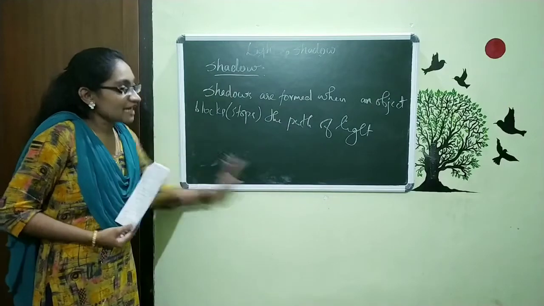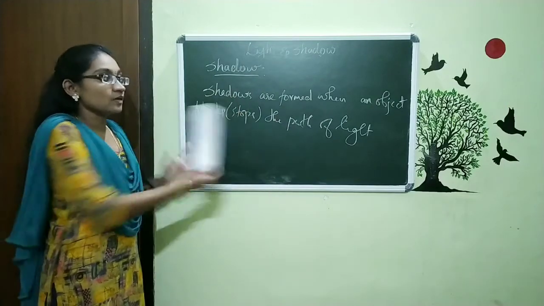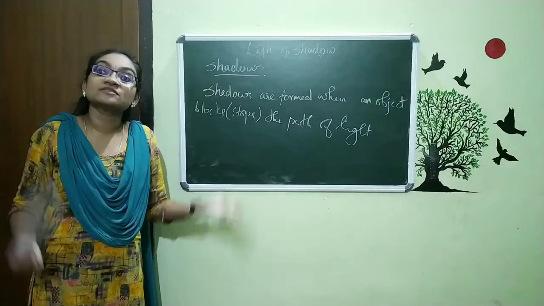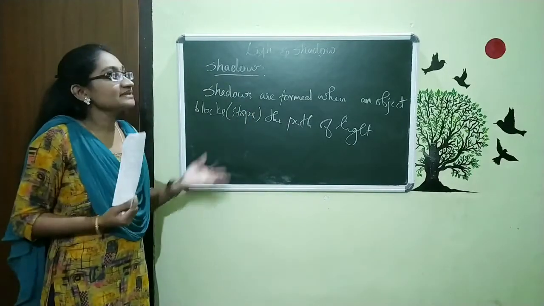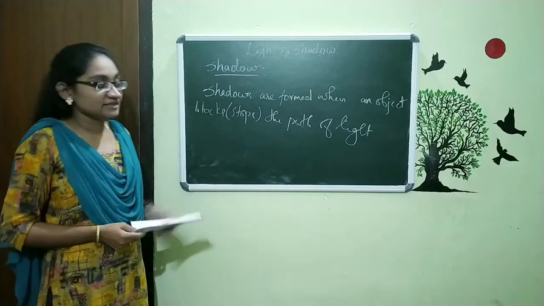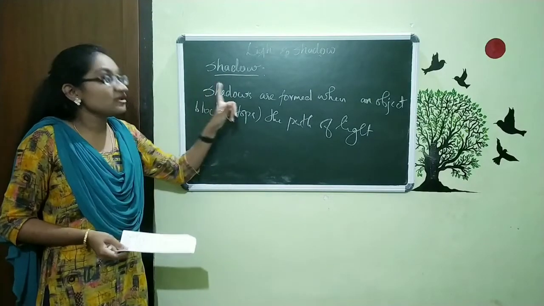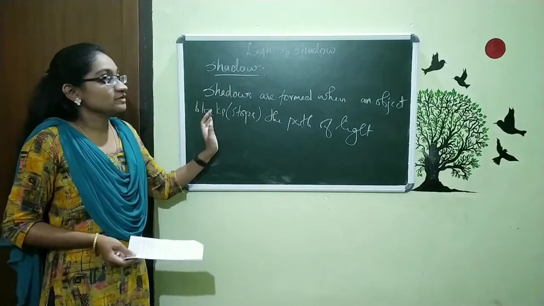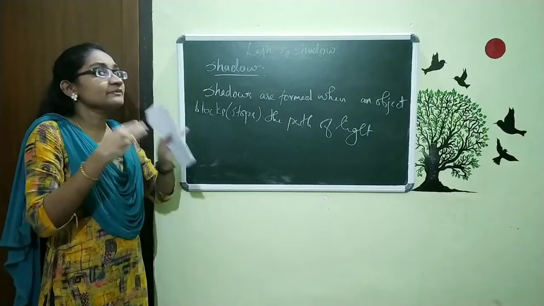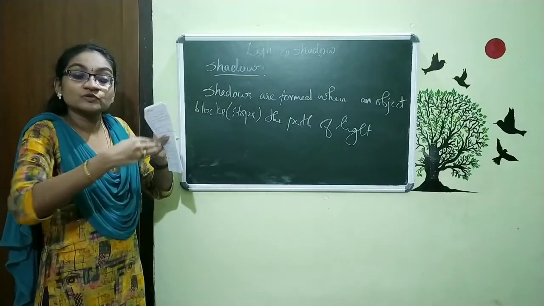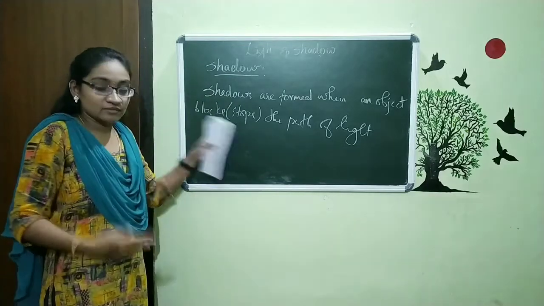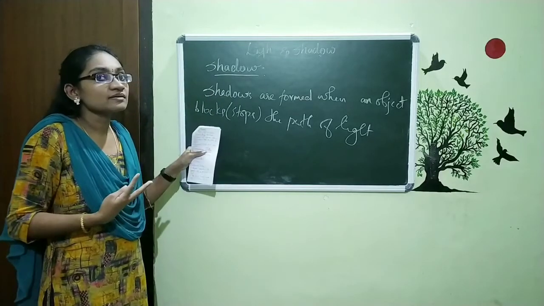And you can see the black region, the circular region or the rectangular region. The black portion is actually the absence of light. And I can call that absence of light what? Shadow. Always it's like that. So we can say shadows are formed when an object blocks or stops the path of light. Light is traveling in a straight line, and when a particular obstacle comes in between the light and the screen, what happens? You can see a shadow there.